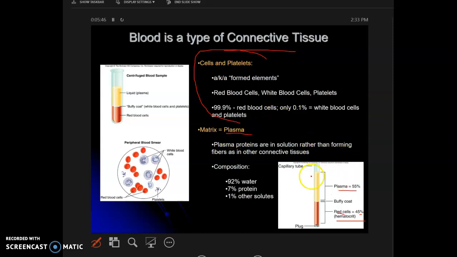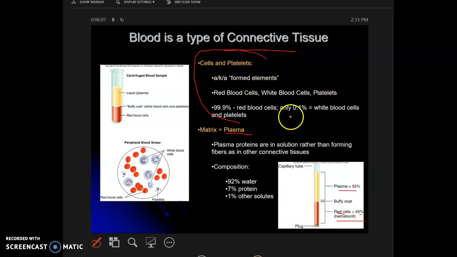All right, when you spin the blood, you will see 45% of it will form the red blood cells, and this is called the hematocrit. Less than 1% is the buffy coat, and most of it is the plasma. So when we say hematocrit, it refers to what? Red blood cells. All right.